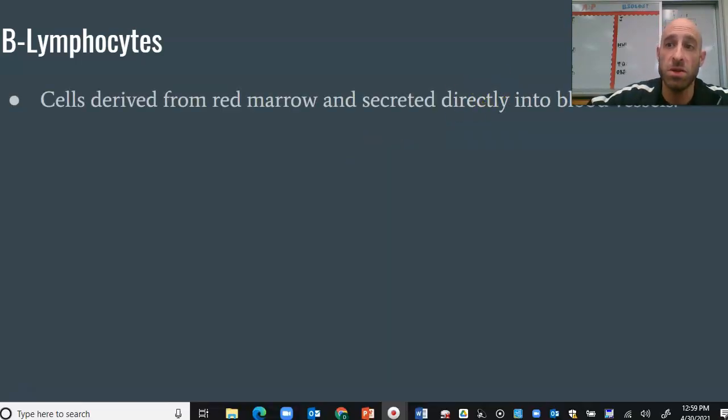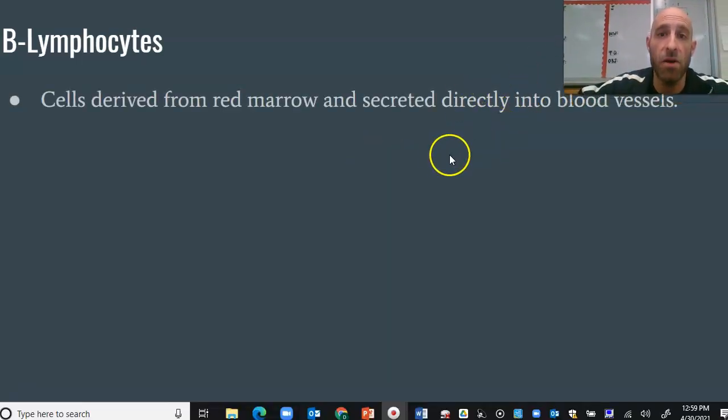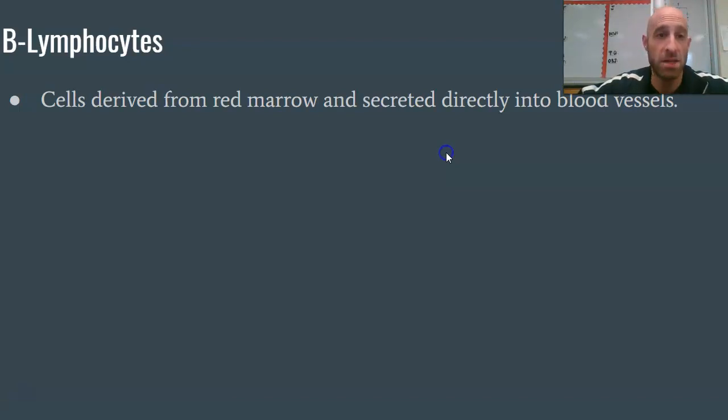So these are also made in the red marrow, but the difference between these is they don't have to go to the thymus. That's where the letter T comes from. T stands for thymus derived. So your T cells go to the thymus gland to become mature. The B lymphocytes do not have to. They just go right into the blood supply.